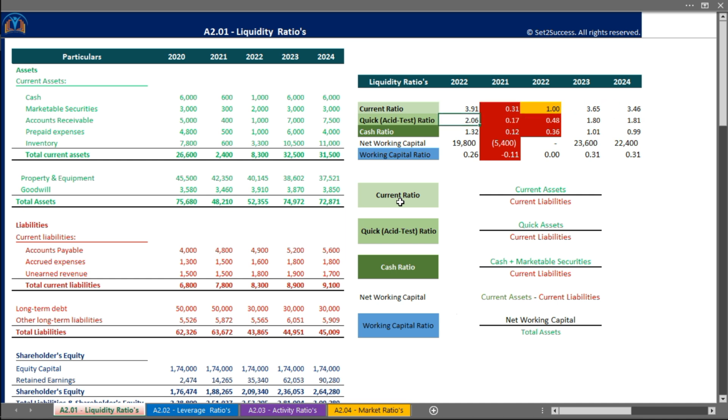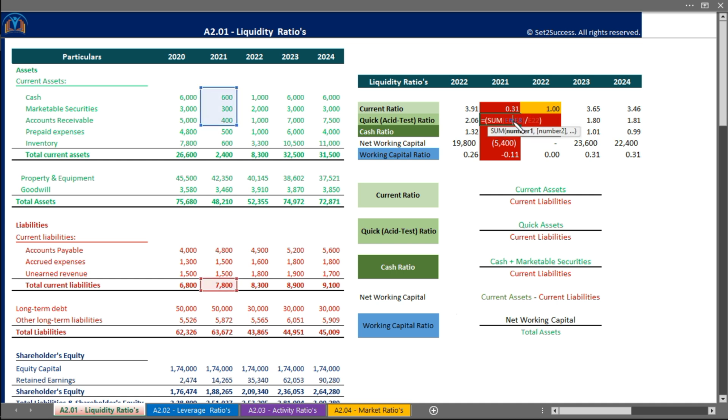In the acid test ratio, what do we do? We exclude the prepaid expenses and inventory, but your total current liabilities remain the same. So we are judging, by removing the prepaid expenses and inventory, whether by using your cash, marketable securities and accounts receivable you are able to pay your current liabilities or not. If the ratio is 2, this means you can pay twice.